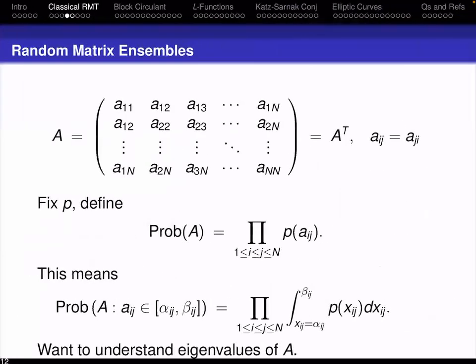And so for instance, let's take a real symmetric matrix A, so A transpose equals A, and then we'll say the probability of a matrix is the product of the probability of the independent entries. Since it's real symmetric, if I know the upper triangular part, I know the lower. Or more explicitly, the probability that I have a matrix where Aij is in the subinterval is just the product of the integrals.